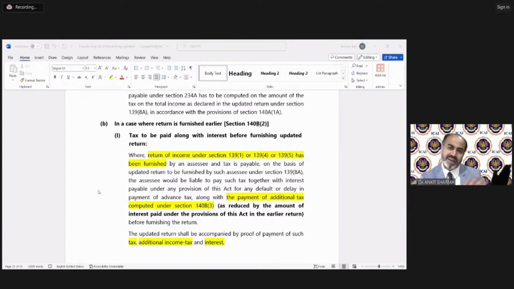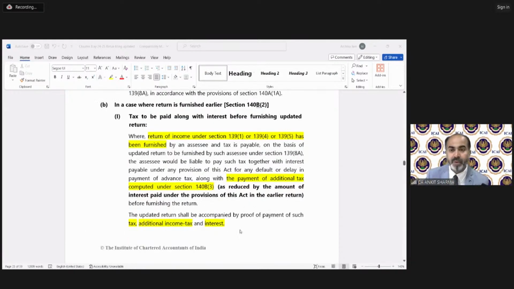If we do not file any return and we file an updated return, then we have to pay full tax, whatever the tax has been computed, at the time of filing of the updated return. But if we've already filed our return under section 139(1), that is on due date, 139(4), that is belated, or 139(5), that is revised, then whatever is the extra amount we need to pay, after reducing the amount we have already paid, the extra interest, the extra fees, the extra penalty, we have to pay that before filing that updated return. The updated return shall be accompanied by a proof of payment of such tax, additional income tax and interest also.